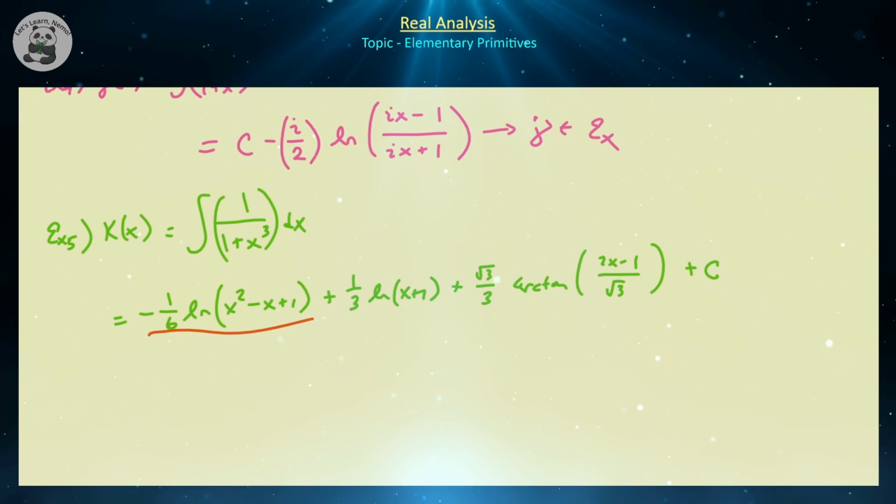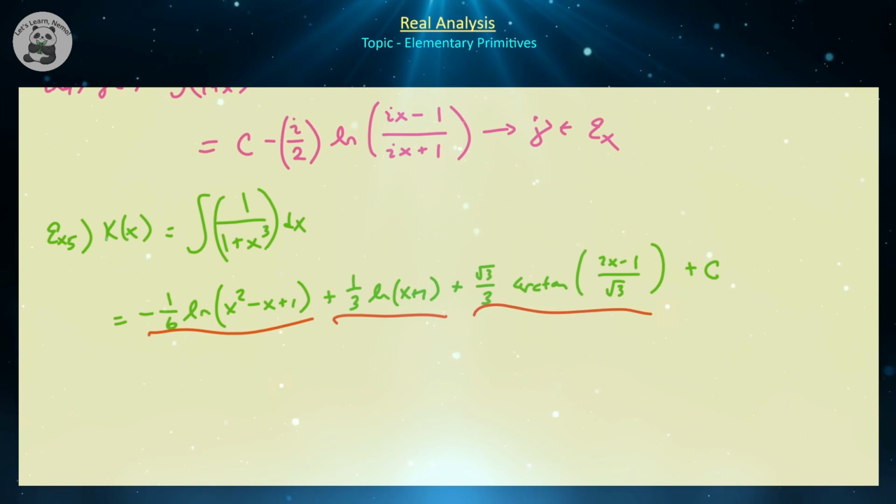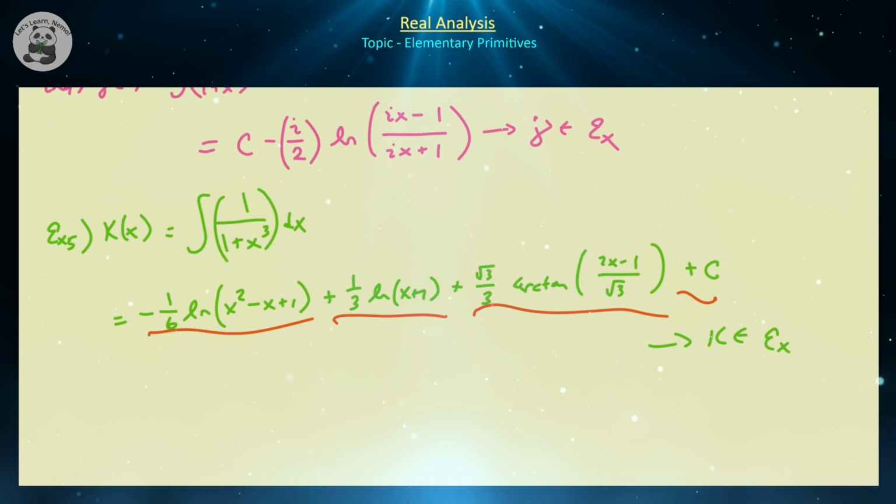So we have that that's a logarithmic function, and an arctan function, and a constant. That's obviously an elementary function once you can find it. Therefore, this function k is indeed an elementary function.